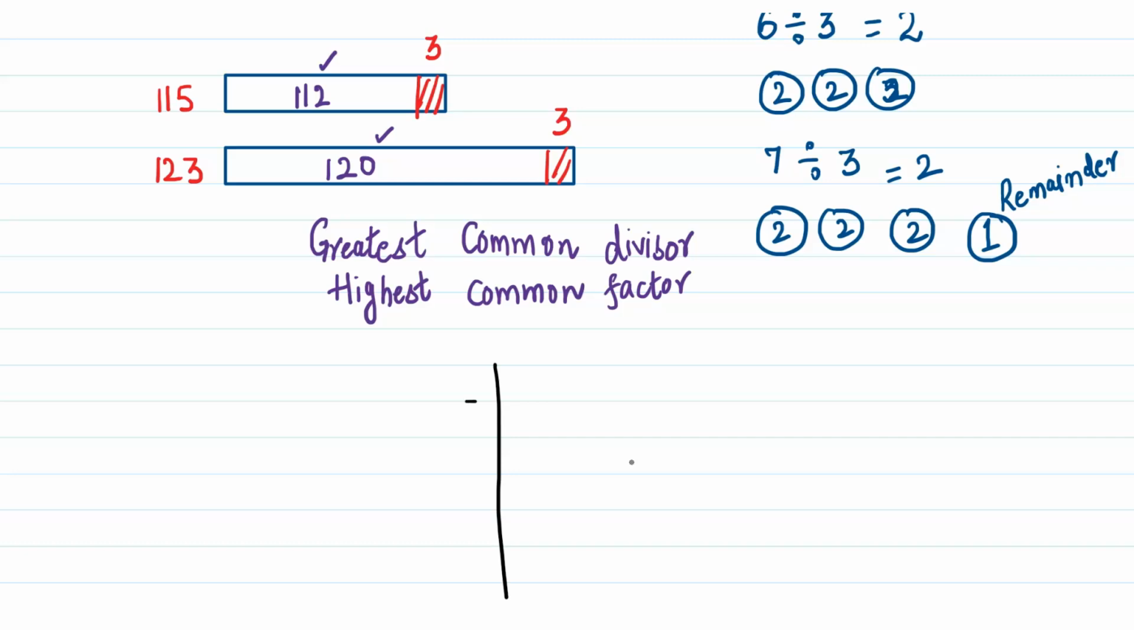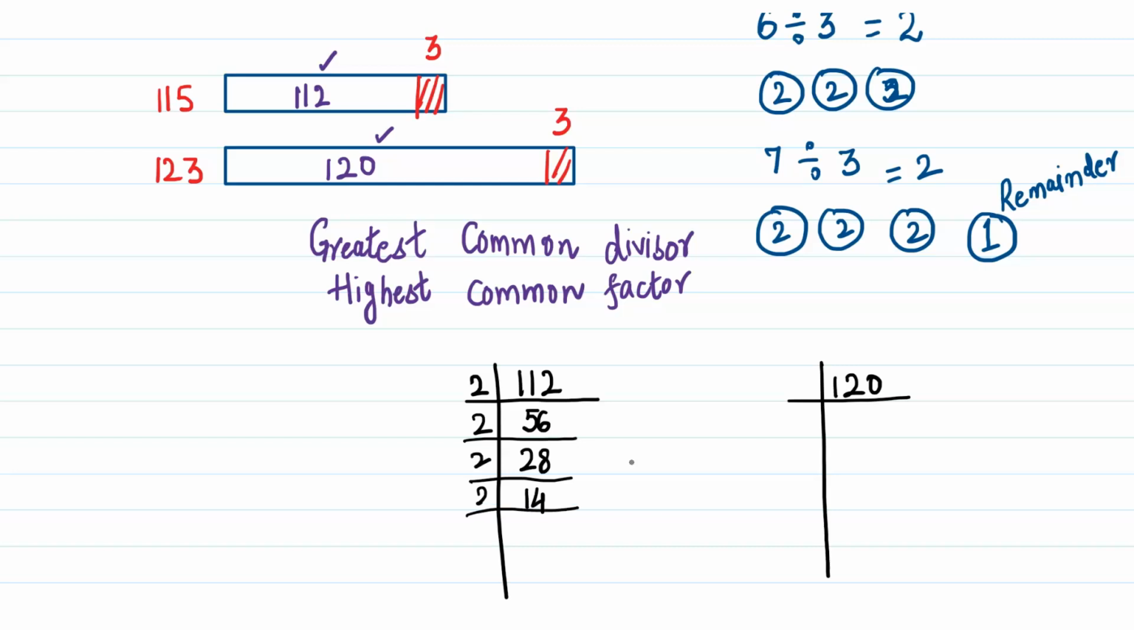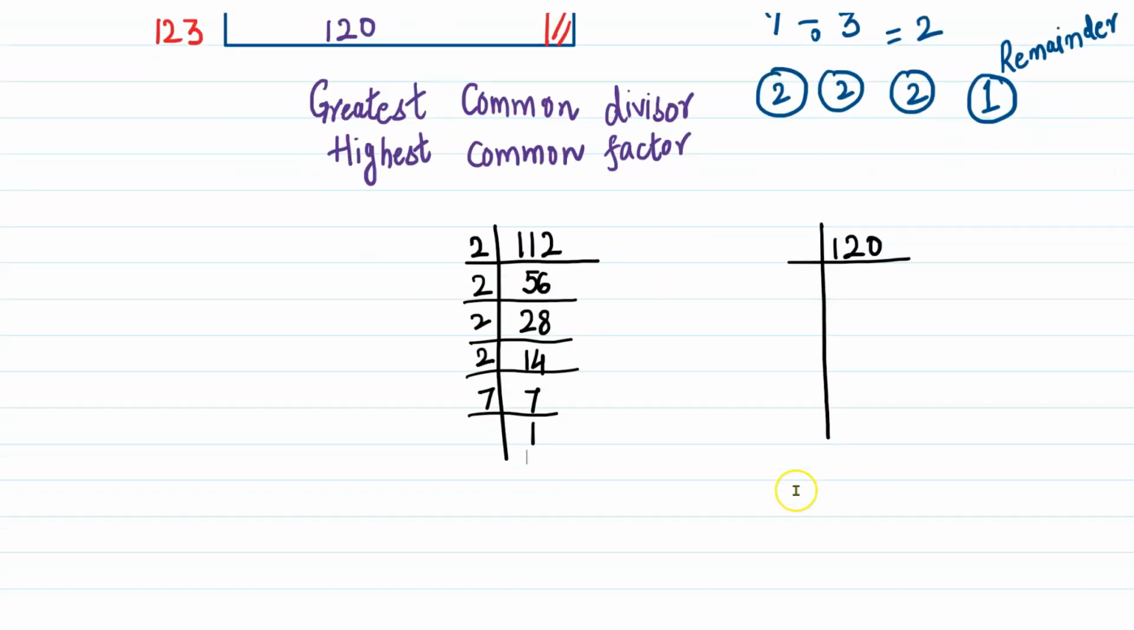I'm going to write them like this separately. 112 is going to be divided by 2 because it's an even number. So we get 56. Again, it can be divided by 2. We get 28. Again by 2, we get 14. Then again by 2, we'll get 7. Now see, 7 is also a prime number. So these are the factors.